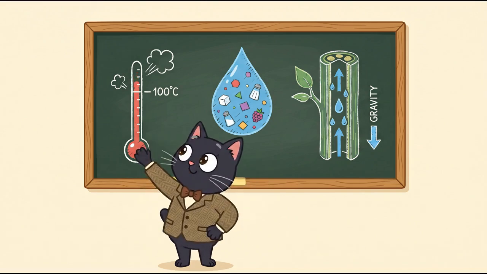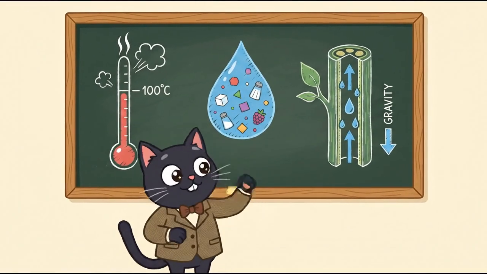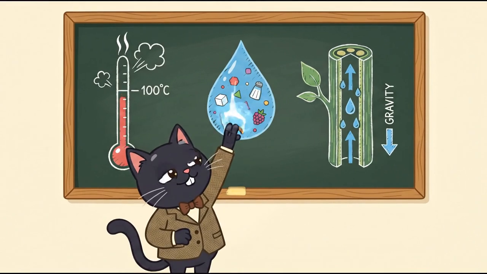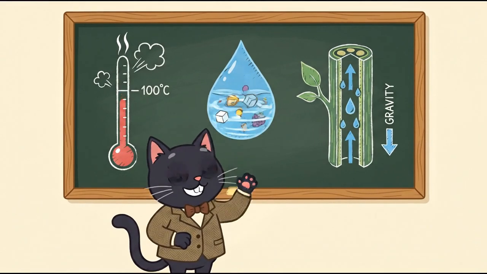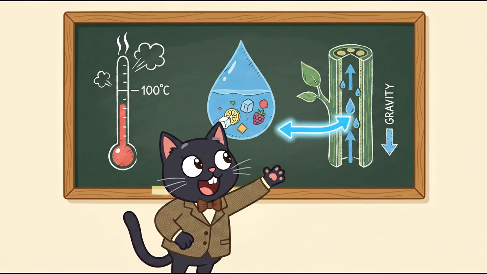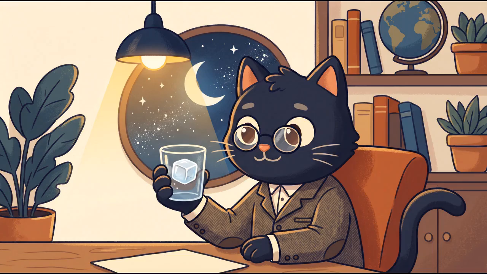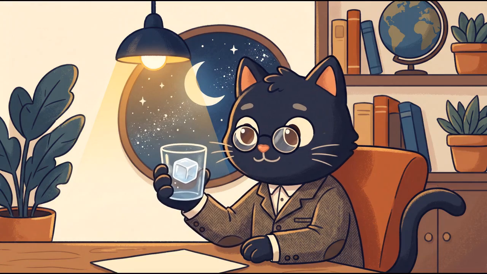Water is full of these strange properties. It has an unusually high boiling point for its size. It can dissolve more substances than almost any other liquid. It moves through the roots of plants against gravity. Every one of these quirks comes back to those hydrogen bonds, the tiny magnetic attractions between molecules that make water unlike anything else in the universe.